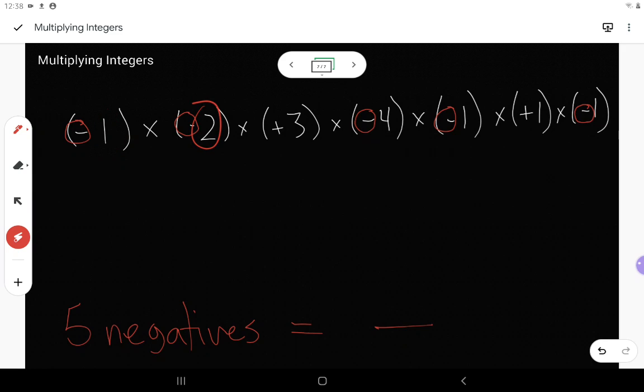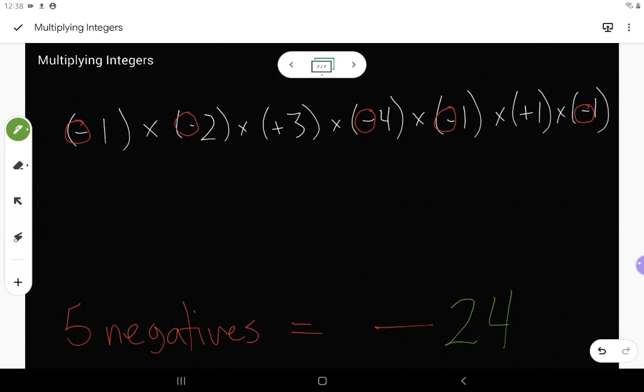1 times 2 is 2. Take that answer of 2 and multiply by 3, and we get 6. Take that answer of 6, multiply by the 4, and we get 24. Take that answer of 24 times 1 is still 24, and then times 1 is still 24, and then times 1, still 24. So my answer is negative 24. And I'm able to multiply those 7 integers together quite quickly.